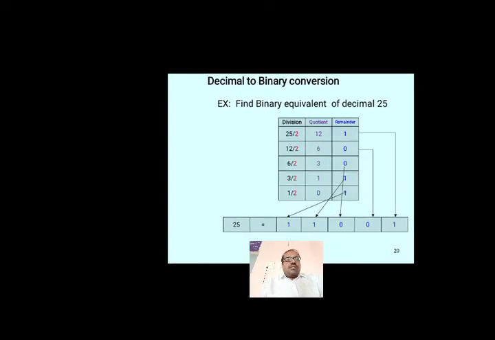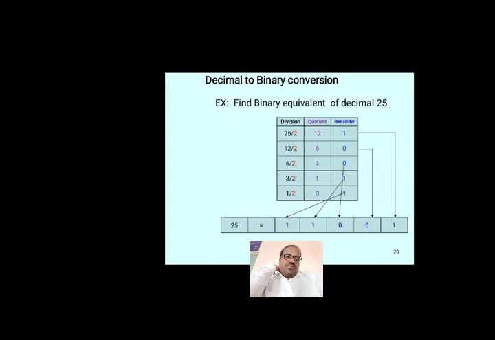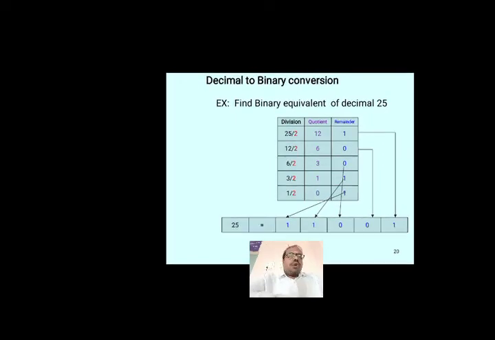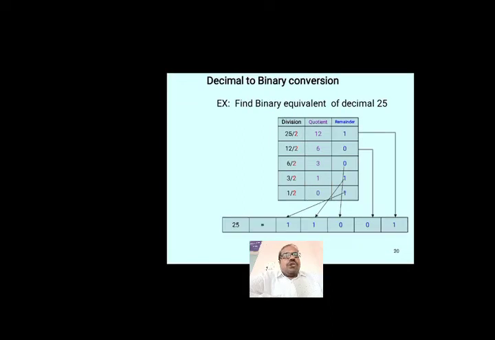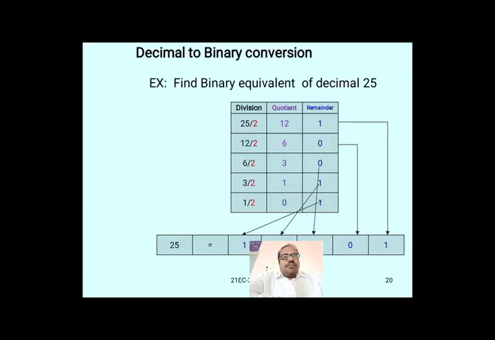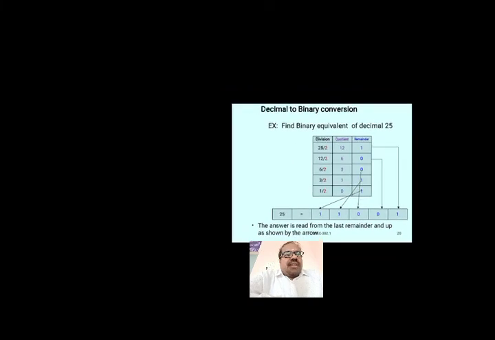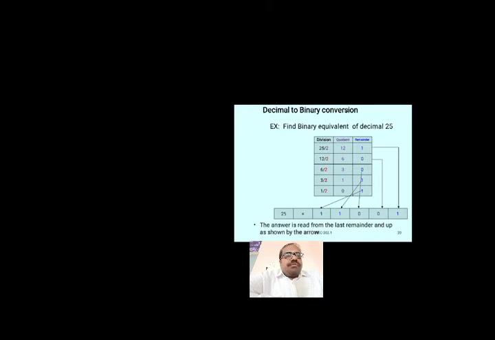Okay, I have clearly given to you 11001, bottom to top. 11001. Okay, you can take a note of it also. See, the answer is read from the last remainder and up, as shown in the diagram, as shown by the arrow.